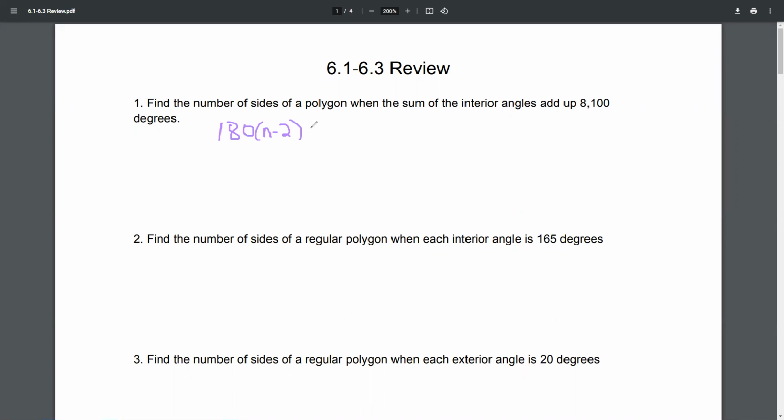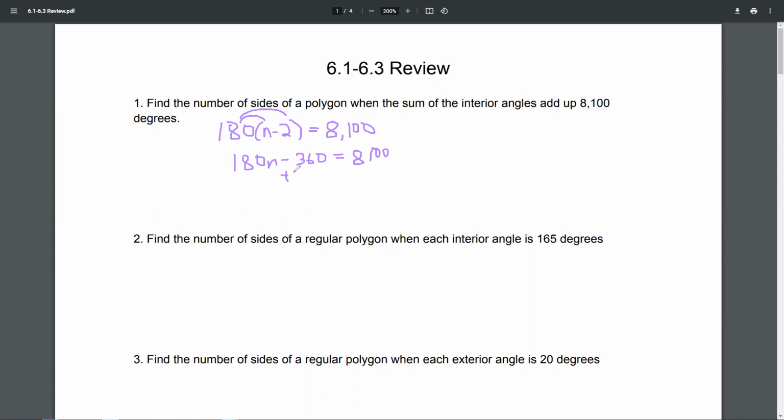And we know that the sum of the interior angles is 8,100. So I'm going to set that equal to 8,100. And then I'm going to solve for n, the number of sides. So the first thing I'm going to do is distribute. I need to get rid of these parentheses to get n by itself. So I'm going to distribute. That gives me 180n minus 360 equals 8,100.